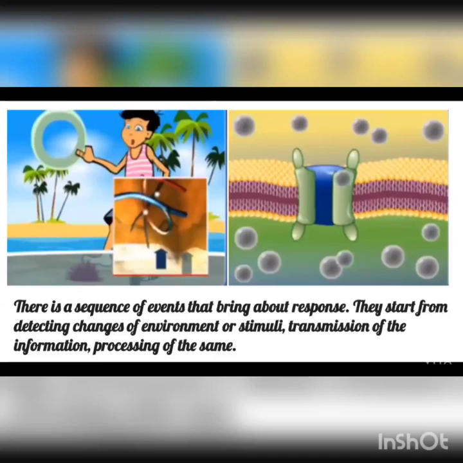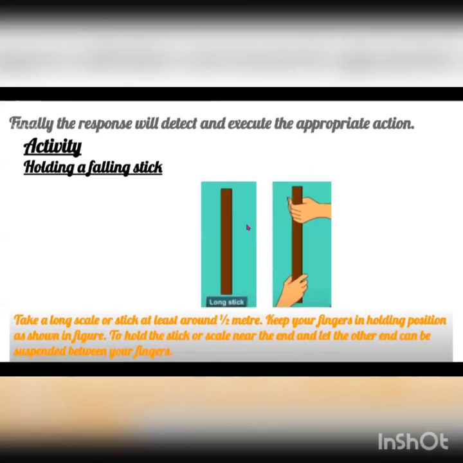There is a sequence of events that bring about a response. They start from detecting changes of environment or stimuli, transmission of the information, and processing the same. Finally, the response will detect and execute the appropriate action. Activity one is holding a falling stick. This is activity one in the class 10 reader.